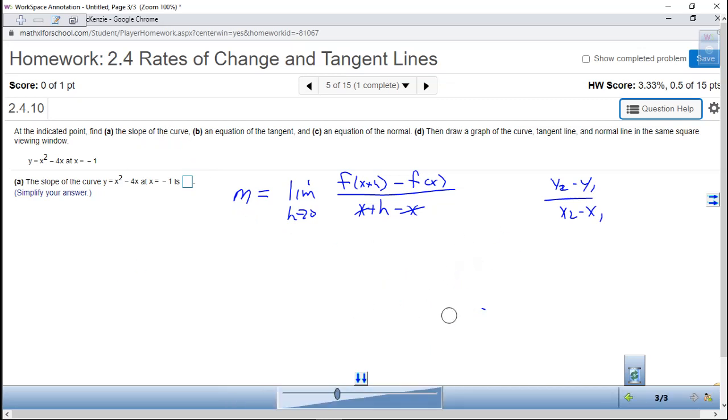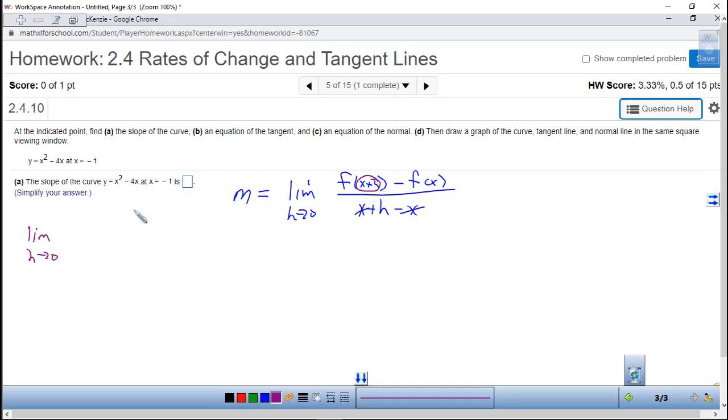All right, so let's work this thing out. We're going to do x squared minus 4x. I'm going to move over here and change colors. I'm going to take the limit as h approaches 0, and then I'm going to put x plus h, this whole thing, everywhere I've got an x. So I'm going to have x plus h squared minus 4 times x plus h. That's my function.